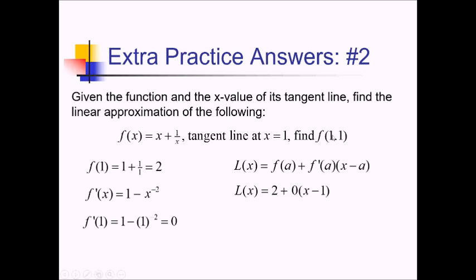And to find f of 1.1, I'm going to say that f of 1.1 is approximately equal to all of this stuff with 1.1 plugged in. Now, you could leave it like this, but if you need to simplify it, 0 times all this stuff is just 0, so this just comes out to 2.